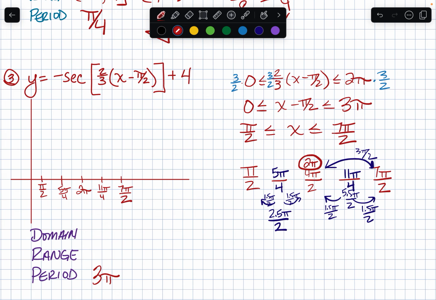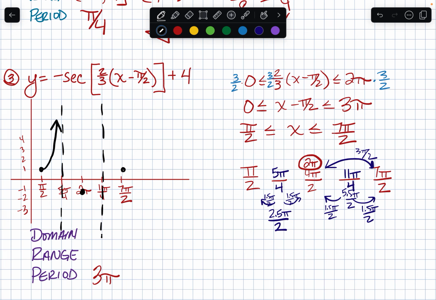And then if I draw the parent graph in here for secant, I'm going to go back and label here. I always forget this. -2, -3. All right, my parent graph here. Cosine starts at 0, 1, so this one has a starting value here at 1. And then every other one is an asymptote and a -1, and an asymptote and a +1.